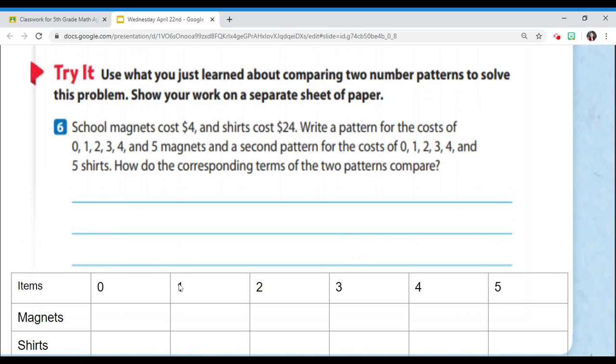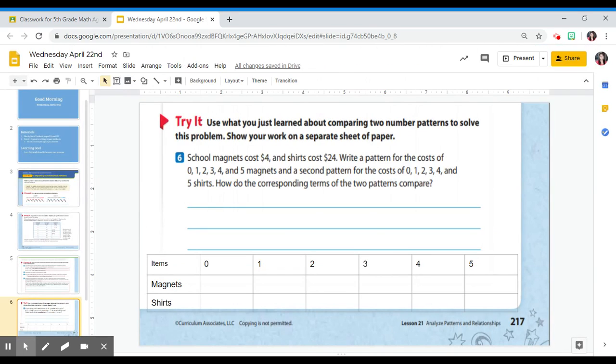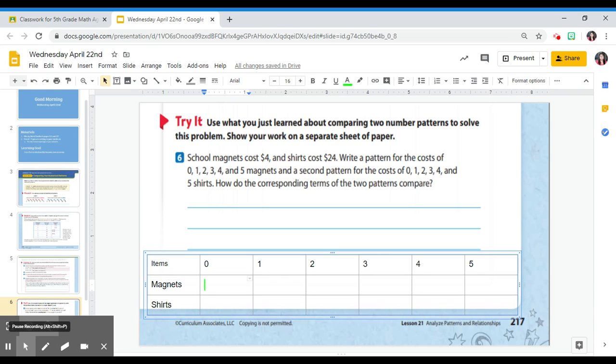I'm going to exit the full screen mode, and I'm going to start the pattern for you to give you an idea, and then you can continue it on your own. Okay, so I'm going to start off here. If I'm going to do the magnets pattern first, I'm going to do 3 of them, and then you do the other 3. So if I bought 0 magnets, then I would spend $0. So it says write a pattern for 0, 1, 2, 3, 4, and 5. So those are the numbers that I have up here, the number of items. So if I bought 0 magnets, how much would that be? If I bought 1 magnet, 2 magnets, 3 magnets, 4 magnets, 5 magnets, and the same thing for the shirts. So I thought I had typed in there. It's not letting me. Oh, okay.